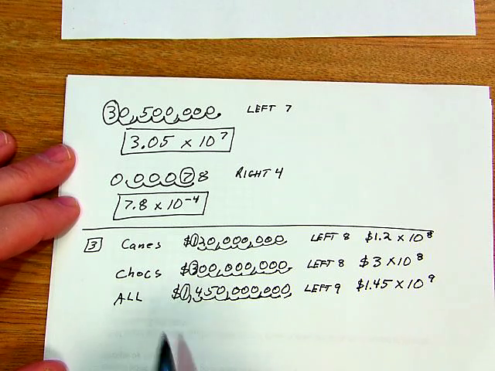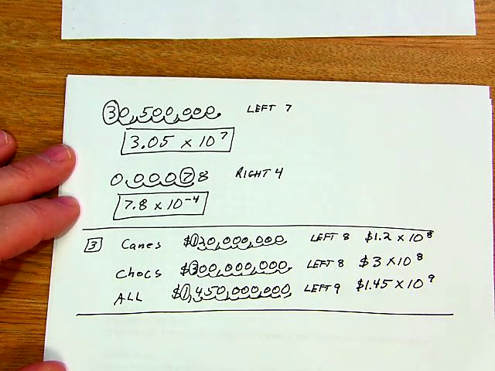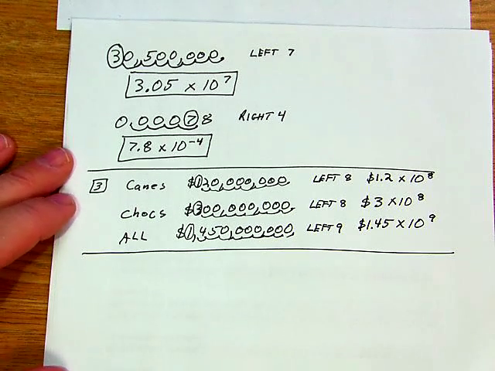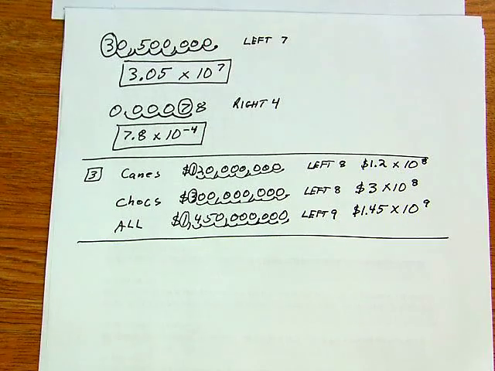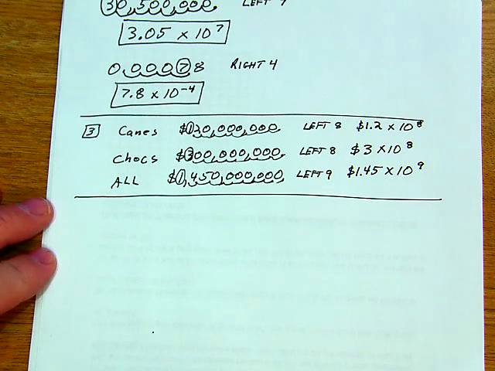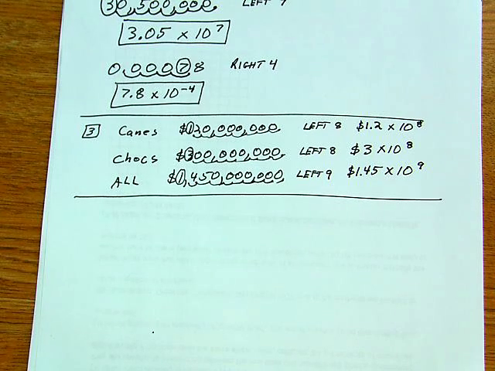Okay, and that's the answers to that guy, number 3. Now the last two parts about this is what happens if I have scientific notation and I want to do some math with that. I want to do some multiplication or division. Okay, well, let's take a look at multiplication first.